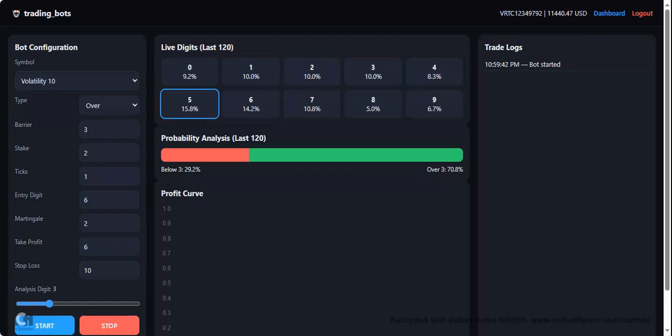This bias does not force a trade. Instead, it provides statistical context to support disciplined decision-making. Trade execution is completely rule-based.